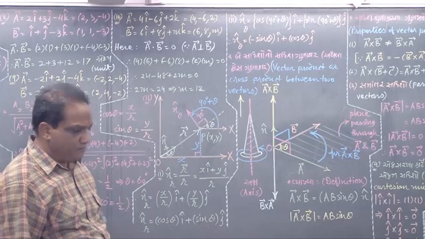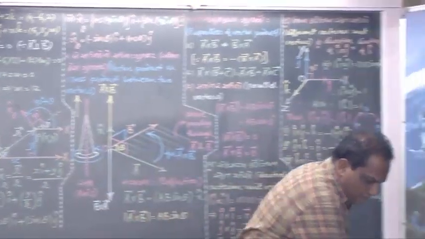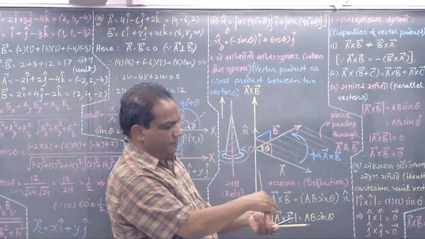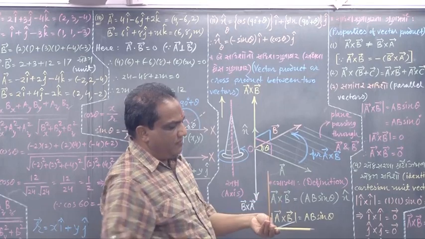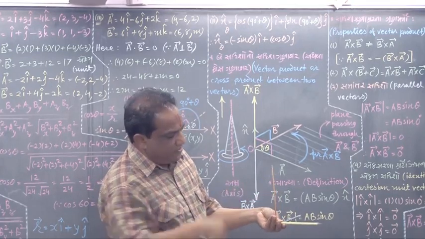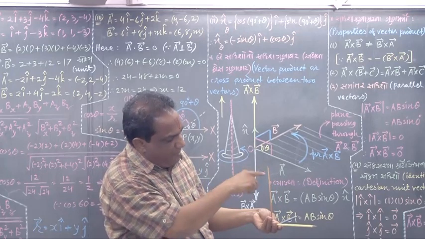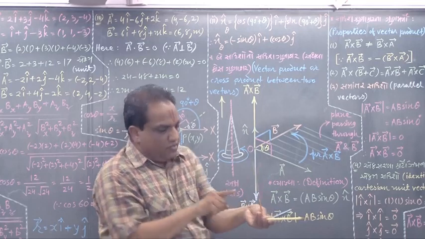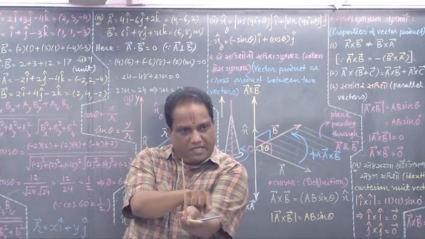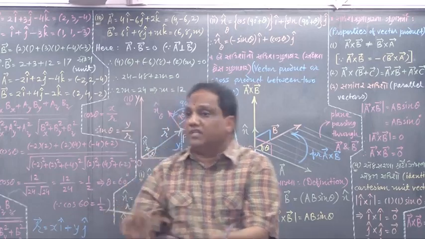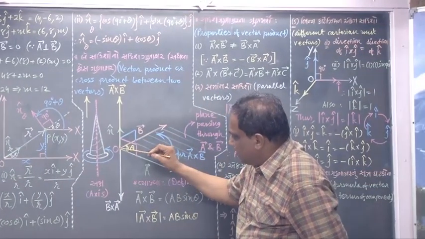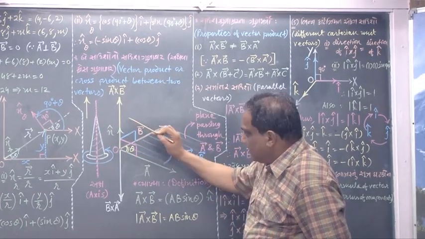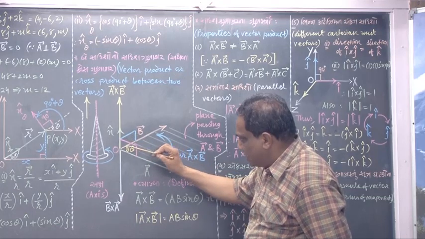How to find that direction? Like this. Correct? These two vectors are in which plane? Horizontal plane. How to find this vector? Vertical. Means it is perpendicular to both of them. What is this angle? 90. What is this angle? 90. Correct? That is what exactly I have shown in the diagram. Do we find this vector perpendicular, at right angle, to this vector? Yes.